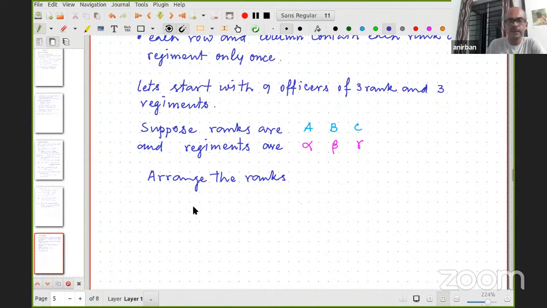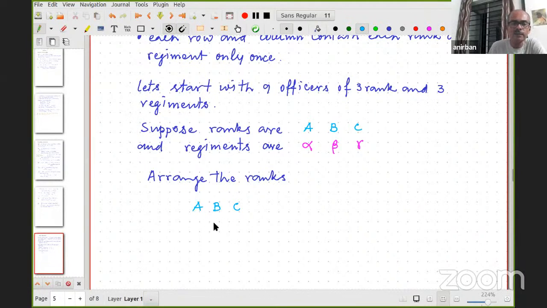So arrange the ranks like this. I think I'll just use the same color I started with. So I have to arrange it in a 3 cross 3 square. Arranging it like this: A, B, C, and then what I am doing is just shifting one block to the right. I'll write it down later. So I'm just shifting one block to the right.